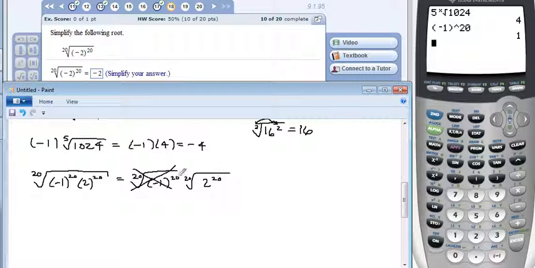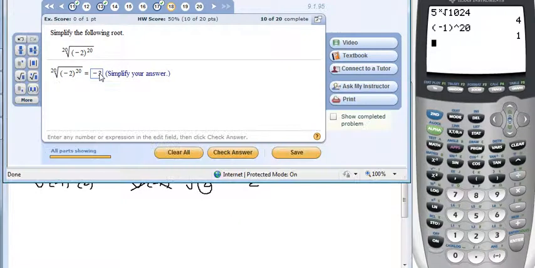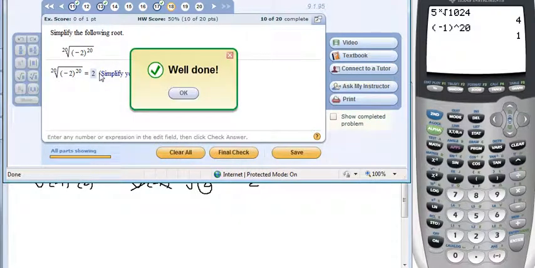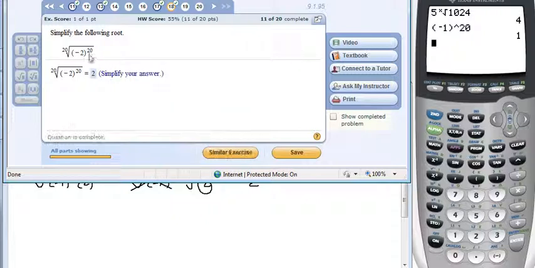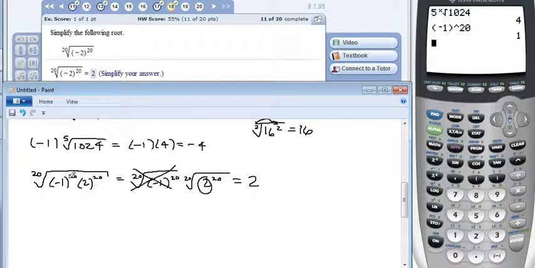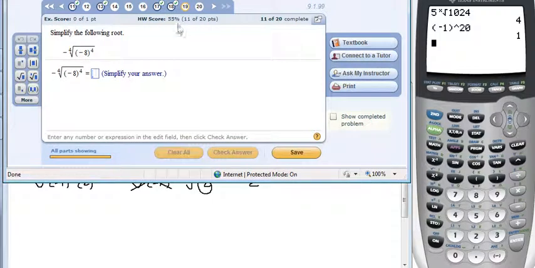1 times anything is itself. So this is actually a 2 because this 20 matches that 20 and we've got the 2 left over. So this is actually a positive 2. All right? And that's because we have an even index here and we have a negative down there. Then we have to separate our negative 1 out of there and say, well, that's really a positive 1. Same thing here. All right? We've got an even power. We've got a negative underneath there.